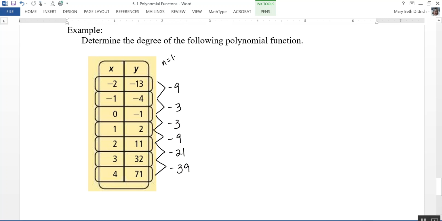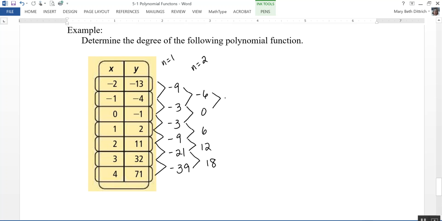So let's do our next differences. Negative 9 minus a negative 3 gives me a negative 6. Negative 3 minus a negative 3 gives me a 0. Negative 3 minus a negative 9 gives me a positive 6. Negative 9 minus a negative 21 gives me 12. And negative 21 minus a negative 39 gives me 18. So if it were a quadratic function, if those were all the same, it would be quadratic. But it's not, so let's keep going.